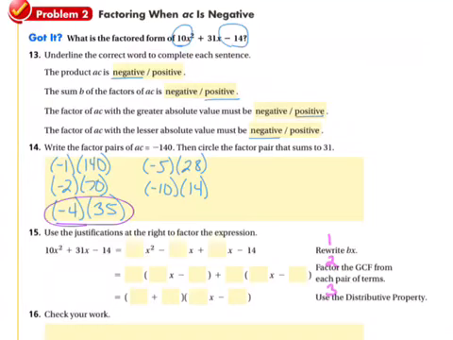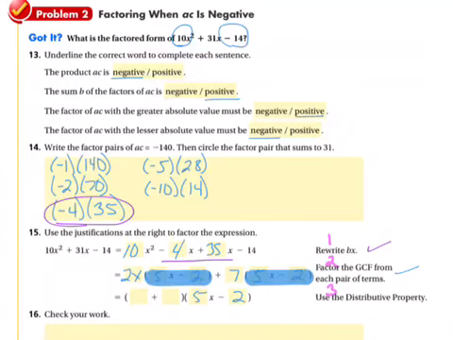Now we'll use the justifications at the right to factor the expression. First, we'll rewrite bx. Then we're going to factor the greatest common factor from each pair of terms. And now we'll use the distributive property, and we will check our work.